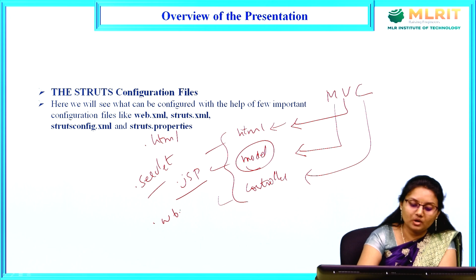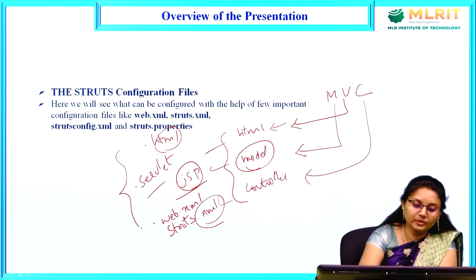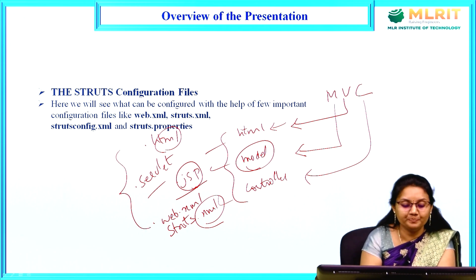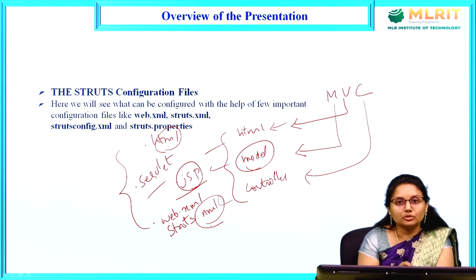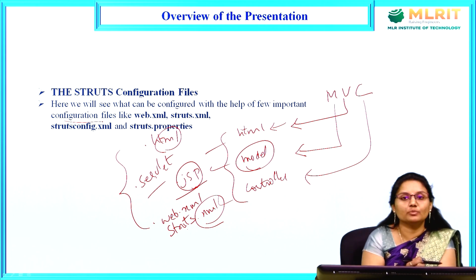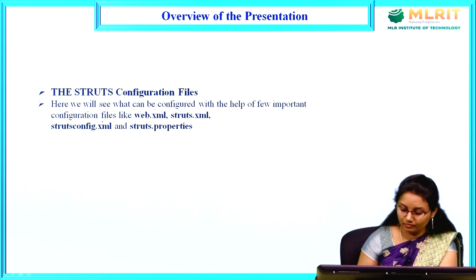So, web.xml, struts.xml, etc. Then what happens? These XML files, these JSP files, these HTML files, all together you have to bind somewhere. This information should be known by these two, servlet and HTML. Similarly, the servlet should know where your view part is and where the controller part is. So, it has to be bound. Who is binding? These configuration files will bind everything. So, that is the use of configuration.